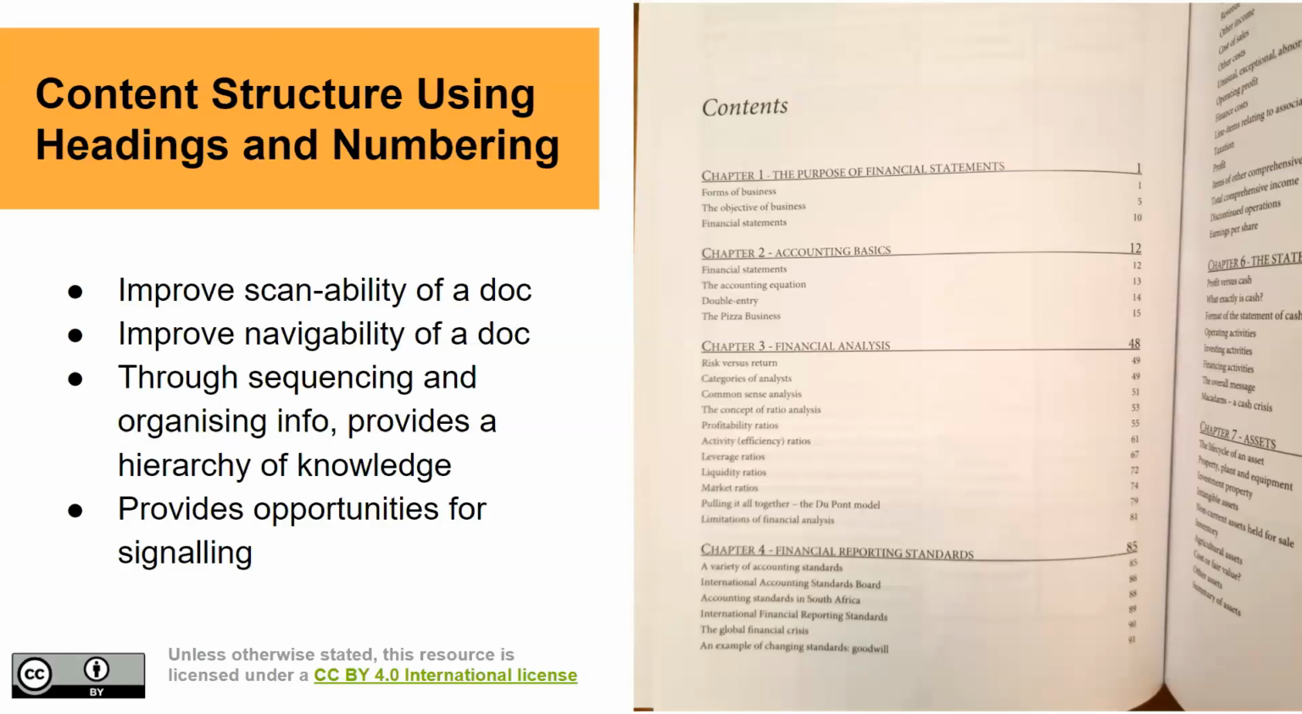So what this does is it improves scannability of a document. It improves the navigation. It helps students sequence and organize information, and it provides opportunities for signaling. So often when I've used numbering, students will say, I'm having an issue with 4.3. So it's quite specific about where the issue is, which is useful.